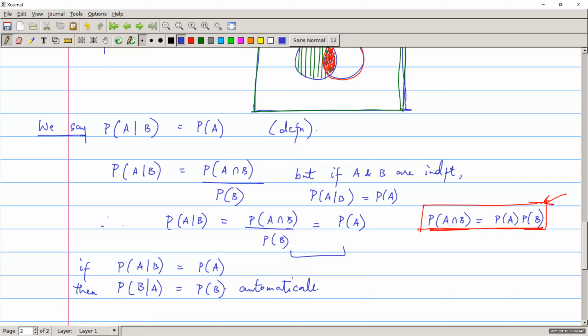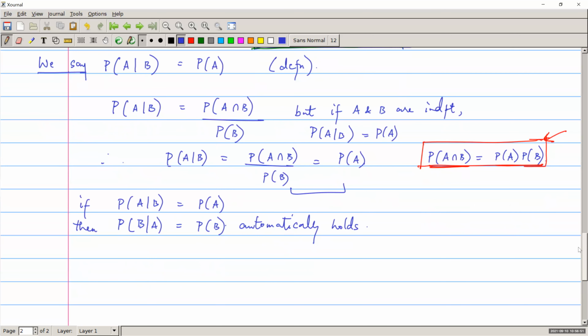This will be my homework, and it's not very difficult to show. Rather than showing it, I'll just tell you how to do it. If the probability of A given B is the probability of A, then we have shown that the probability of A intersection B equals the probability of A times the probability of B. But if this is true, then you just divide both sides by the probability of A.